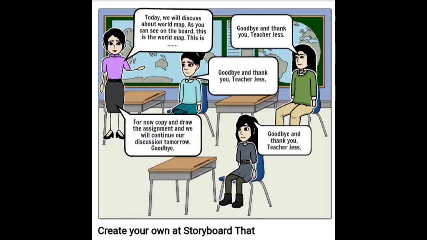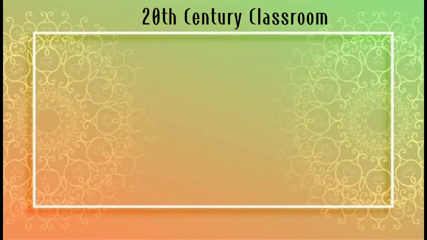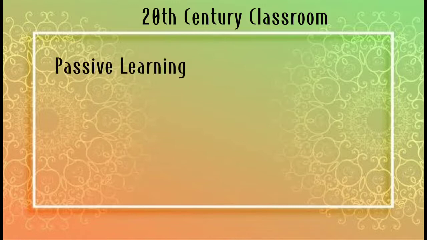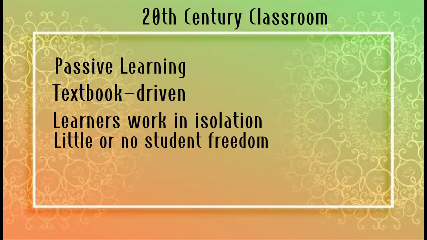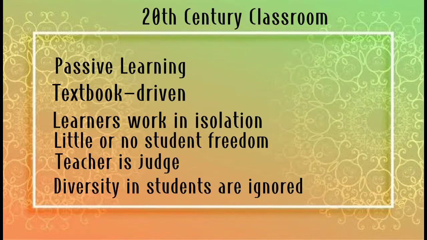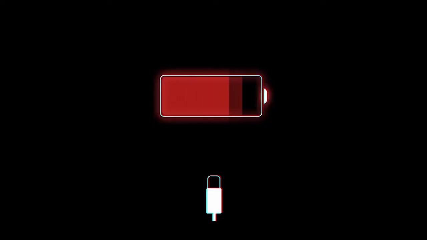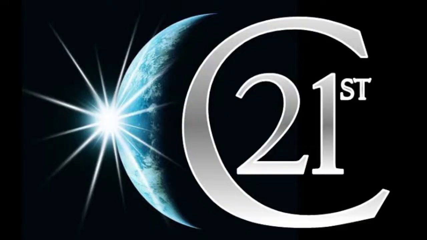To sum it up, based on the illustration that I've made, the 20th century classroom has the following characteristics: passive learning, textbook driven, learners work in isolation, little or no student freedom, the teacher is the judge, and diversity in students is ignored. For now, let's charge ourselves as we delve into the 21st century.